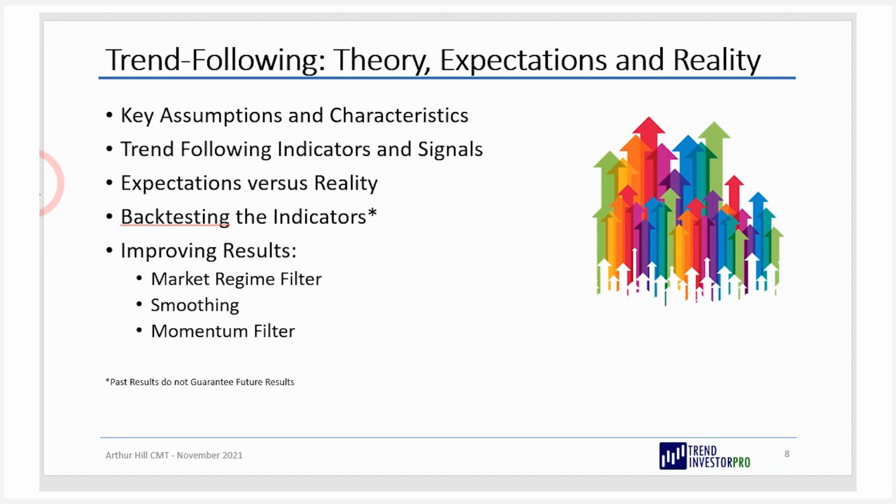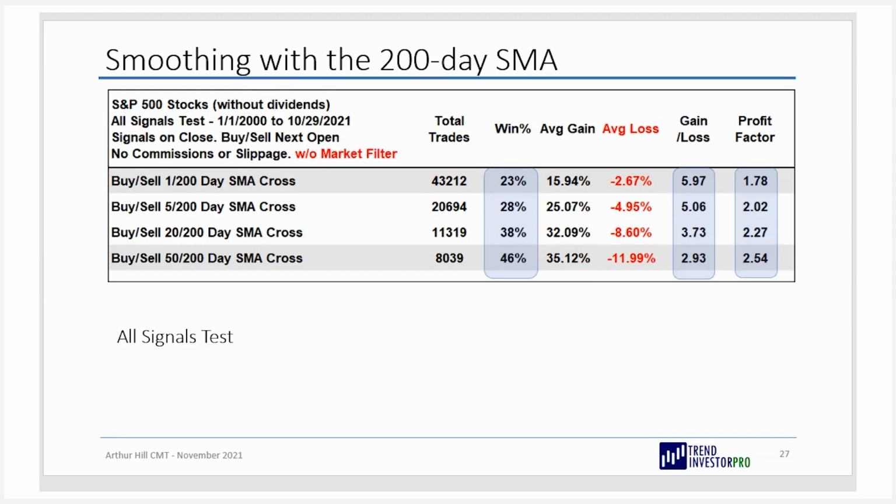Now here's one of the slides I want to show you when I talk about smoothing, because I tested the S&P 500 stocks, historical constituents, going back to January 2000. And this is if you bought and sold across the 200-day moving average. So if you just use a 1-200 cross, which is a close crossing above and below the 200-day, you had a 23% win rate. And that's not very good. But if you just smoothed it with a 5-day moving average, your win rate goes up to 28%. If you smooth that 5-day even further with a 20-day moving average, your win rate goes up to 38%.